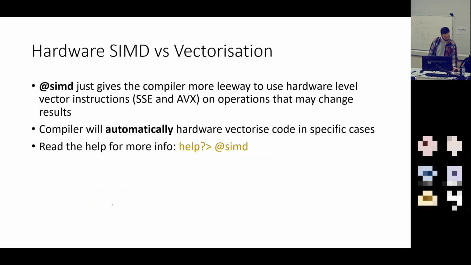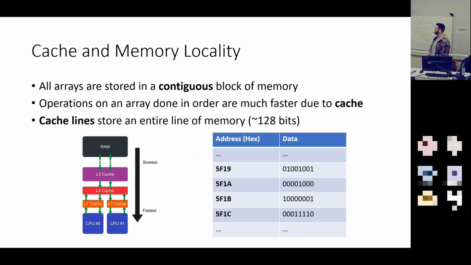Okay. I don't have too much time left, so I'll just try and get through this quite quickly. So arrays, the way they're stored in memory is just as one contiguous block. That just means every element of the array is right next to each other. It's not separated out into smaller blocks across memory.